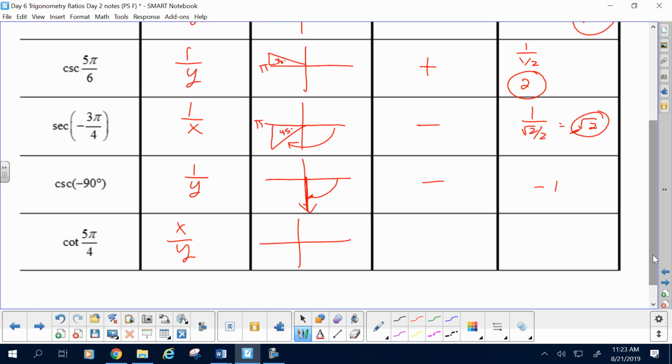Pi over 4 is what kind of reference angle? 45. And I'm going up and over. Am I going to the x-axis or before or after? After, with a 45-degree angle after the axis. What are the signs of x and y there? Well, negative, therefore yielding a positive. And what are the x and y values there? Root 2 over 2 over themselves. You could say they're both negative, I guess, but I'm going to leave that out because I already have the sign down.